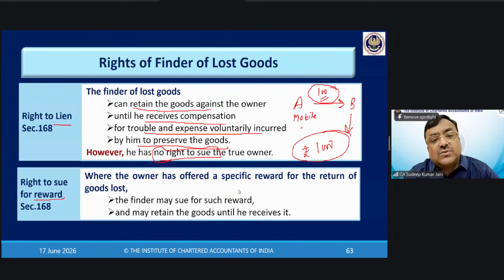The finder of lost goods can retain the goods against the owner until he receives compensation for trouble and expenses voluntarily incurred by him to preserve the goods. However, he has no right to sue the true owner. But where the owner has offered a specific reward for the return of the goods lost, the finder may sue for such reward and may retain the goods until he receives it. Please read.